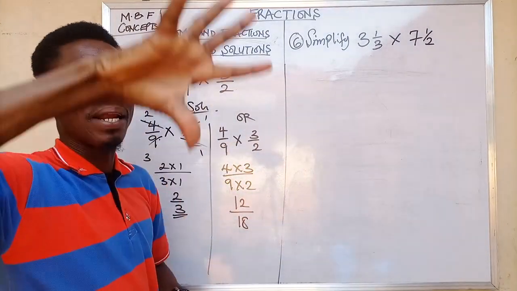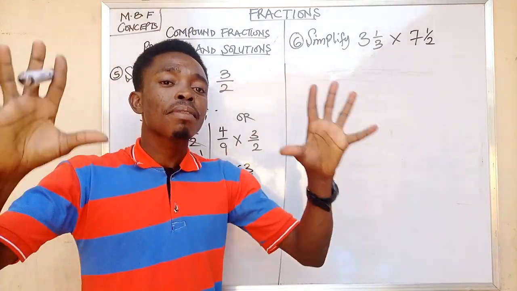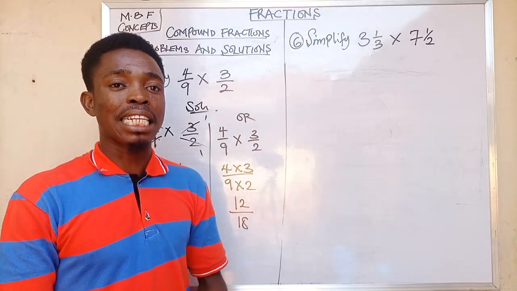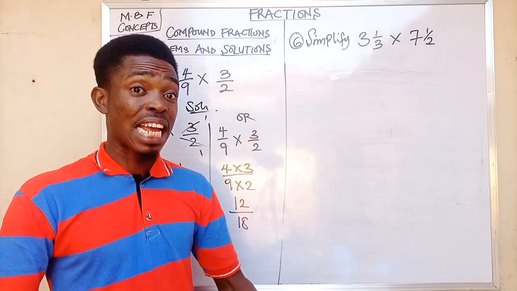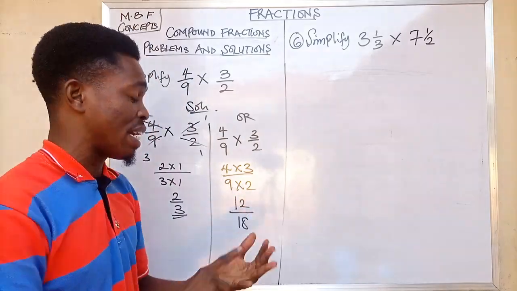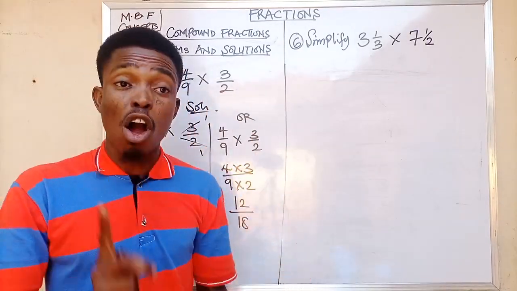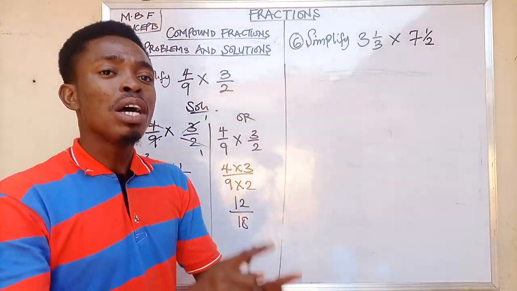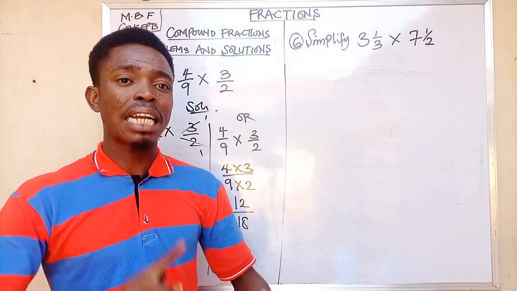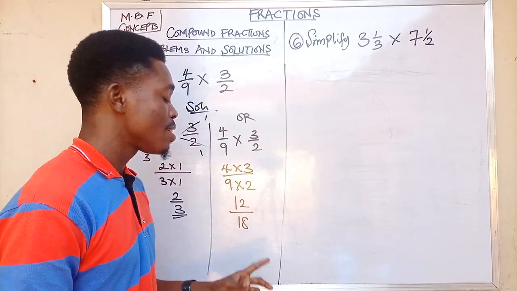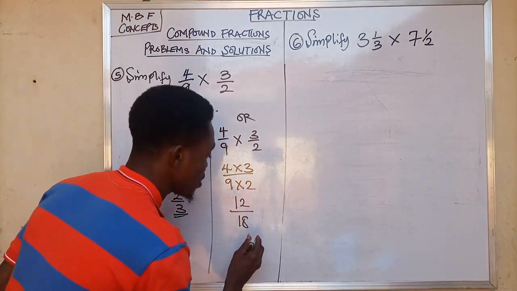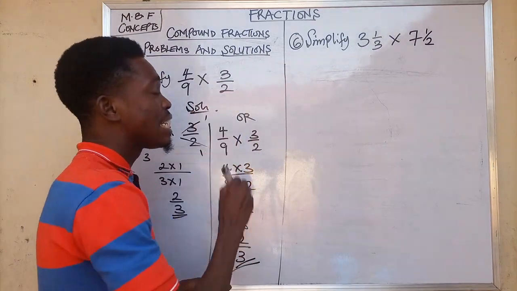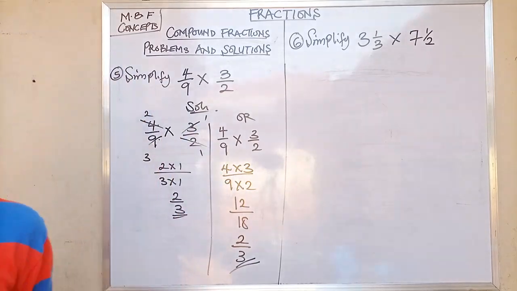Guys, the next thing you are simply going to do here is to find a particular factor, a number that can divide both 12 and 18, the highest factor that can divide it. Of course, 2 can divide 12 and 18. 3 can divide 12 and 18. 4 can divide 12 but cannot divide 18. But 6 can divide both 12 and 18 as well. So 6 is the highest factor that can divide both 18 and 12. So when you divide 12 by 6, you are going to have 2. And when you divide 18 by 6, you are going to have 3. Guys, this is the answer to this question.